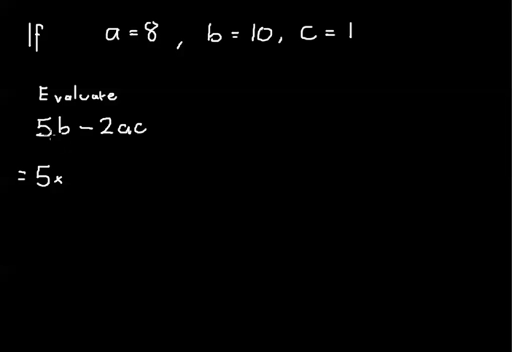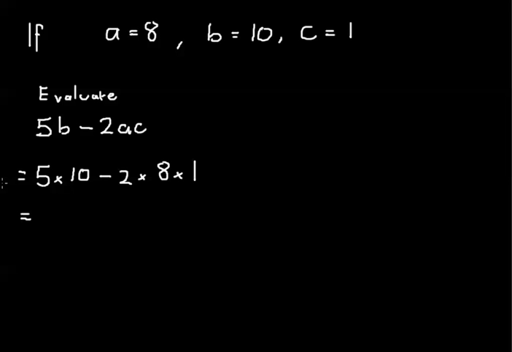So it becomes 5 times b, which b is actually 10. So it becomes 5 times 10. And we've got a minus, so we keep the sign the same. We've got a 2. Now remember again, 2 is the coefficient of a and c. So we've got 2 times a, which is 8. And then times, in between there, c, which is equal to 1.